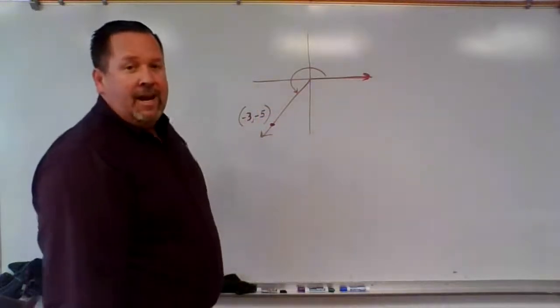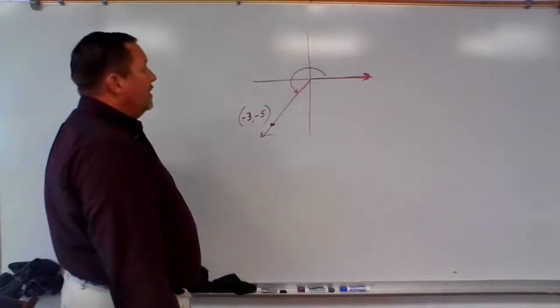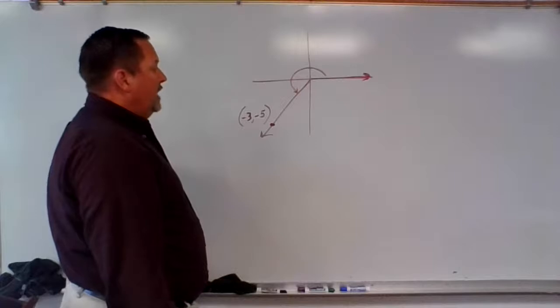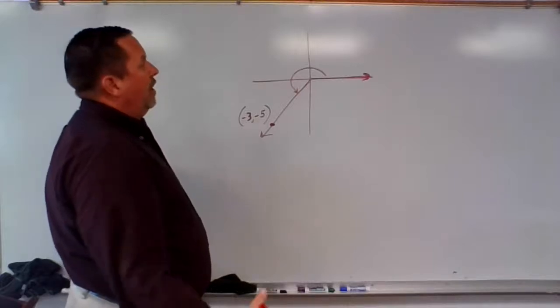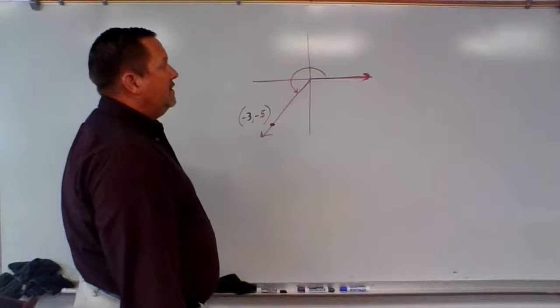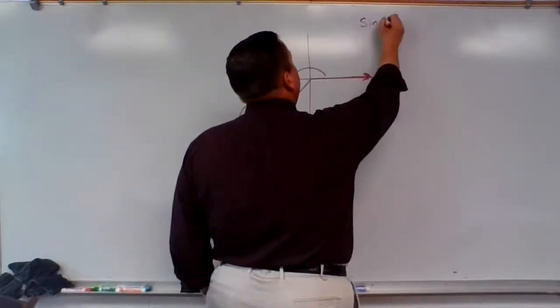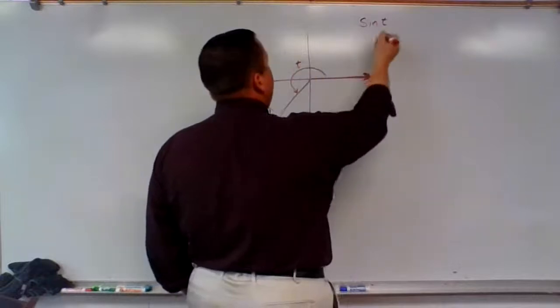Can you guys see that okay? It's a little sloppy, but hopefully it's large enough for you all to see. And the question is, what are all 6 trig ratios? Call this angle T.